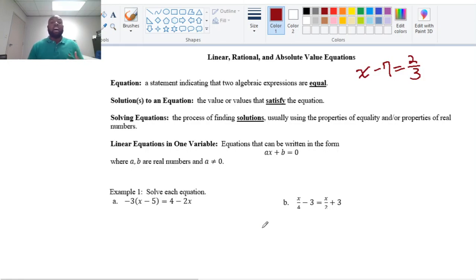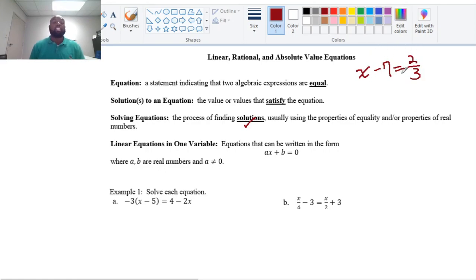Solving equations involves the process of finding solutions. Solutions are the values that satisfy the equation. That means if I plug them into the equation, or substitute them in everywhere I see my variable, I get a true statement that both sides are equal.